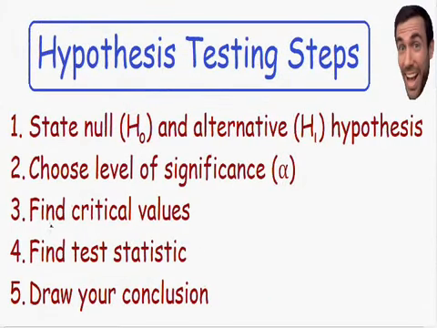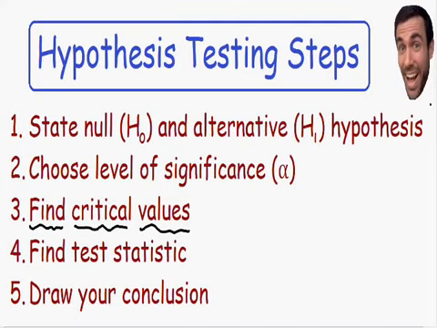Now step number 3 says to find the critical values. Now the critical values are just the z-value or the t-value that separates the tail from the rest of the curve. Now I mentioned earlier that we're using a t-test or t-distribution for this particular example. So our critical value is going to be a t-value.